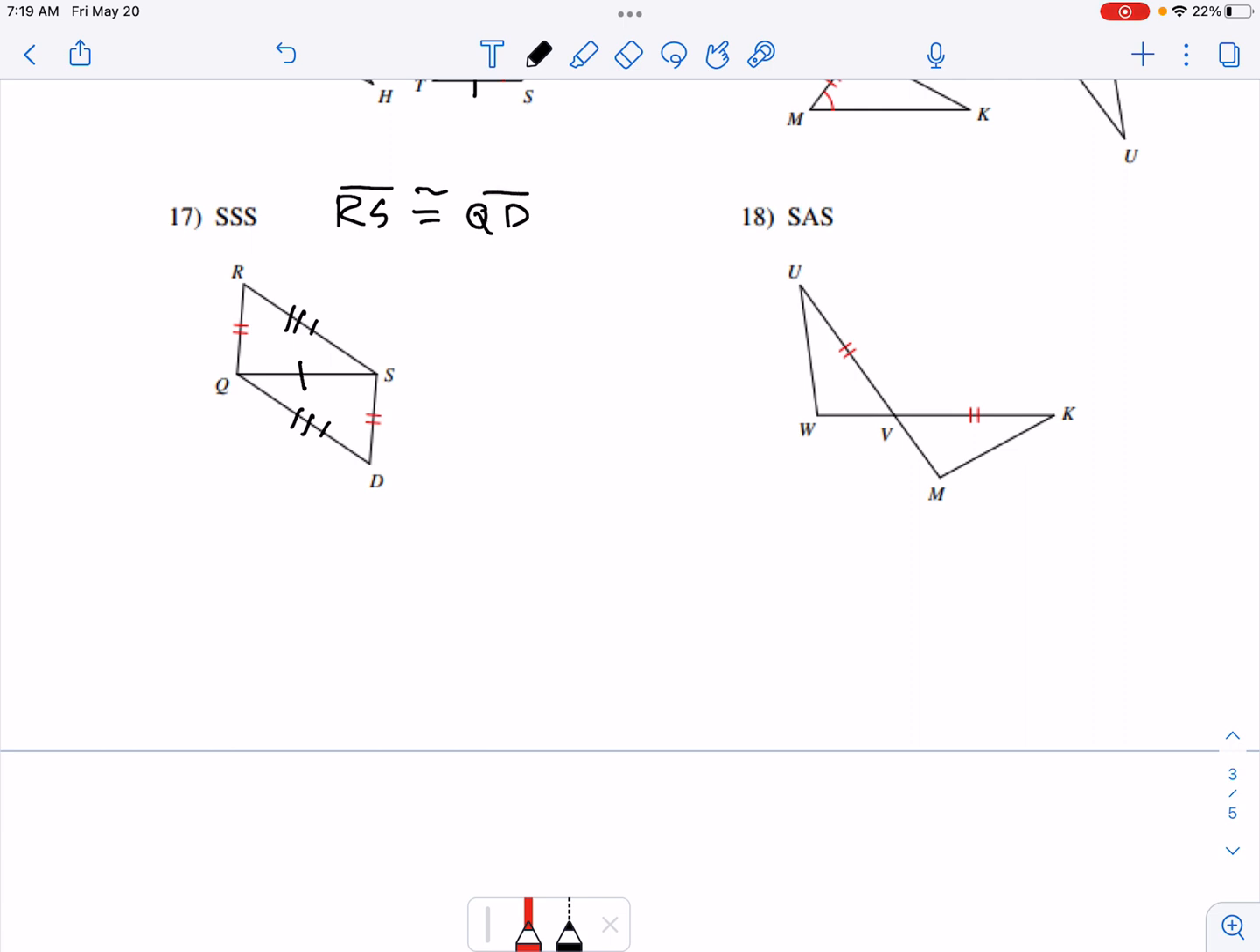All right, and then 18, well, we have vertical angles here because the lines intersect. So we have an angle here. So it looks like we have side angle. So to get the other side, it'd have to be right here and right here. Those would have to be congruent to each other. So we would have VW is congruent to VM. There we go. And we're done.